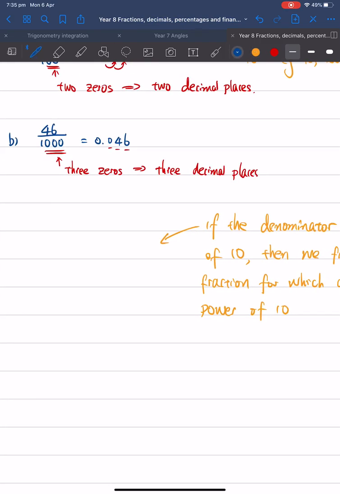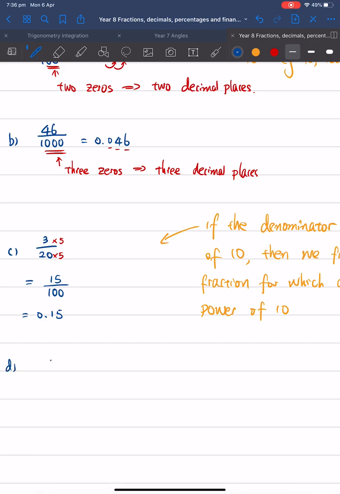So let's put this into an example. For example, if I have a question like 3/20. Now 20 is not a power of 10, but what we can do is we can times 20 by 5 and times the numerator by 5. By doing that, you can see that gives us 15/100. And then that just becomes 0.15. Really easy.